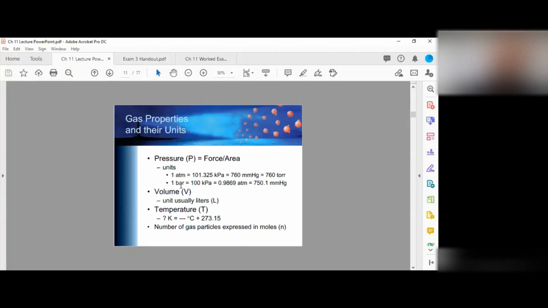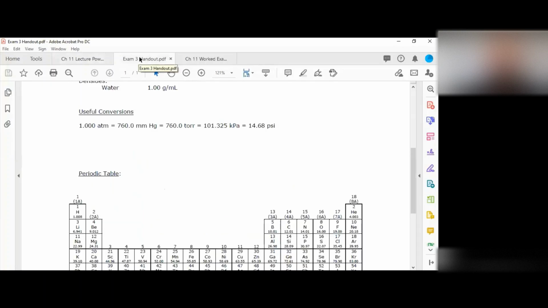You also have the other one, which is 1 bar equals 100 kilopascal, which equals this much atmosphere, which equals this much millimeter mercury. To eliminate the confusion, I'm not going to give you the second line. I will just give you the first line. So what you're going to see on the exam handout, let me just go ahead and show you that. You're going to have this being shared with you. So exam handout, you could see here useful conversions.